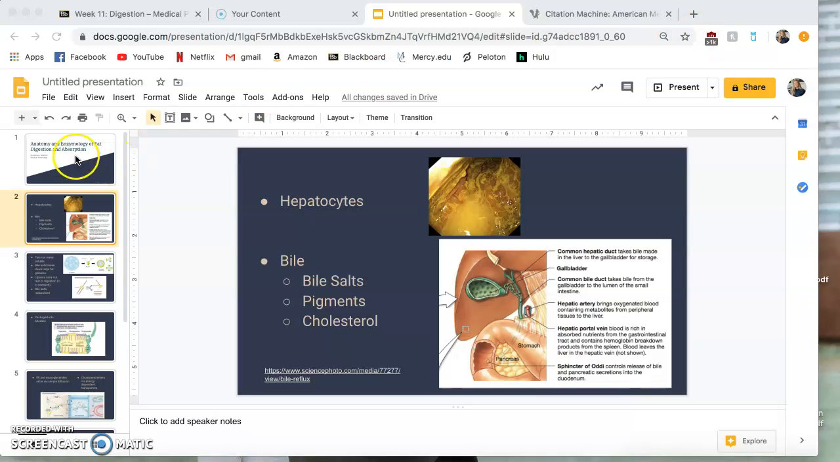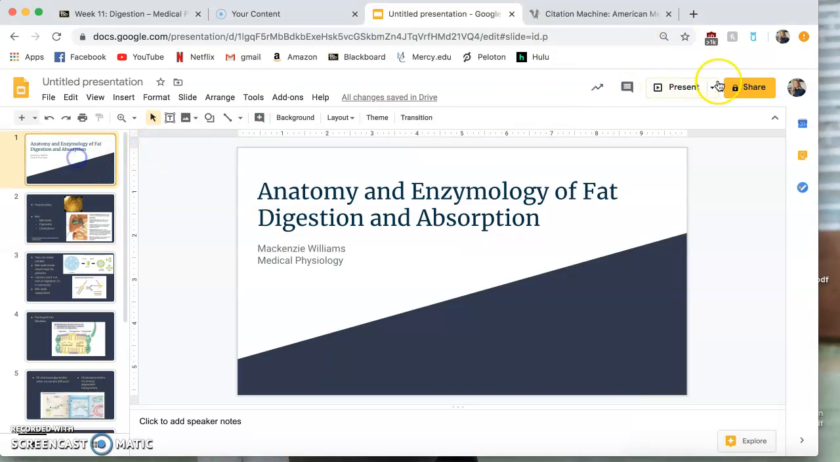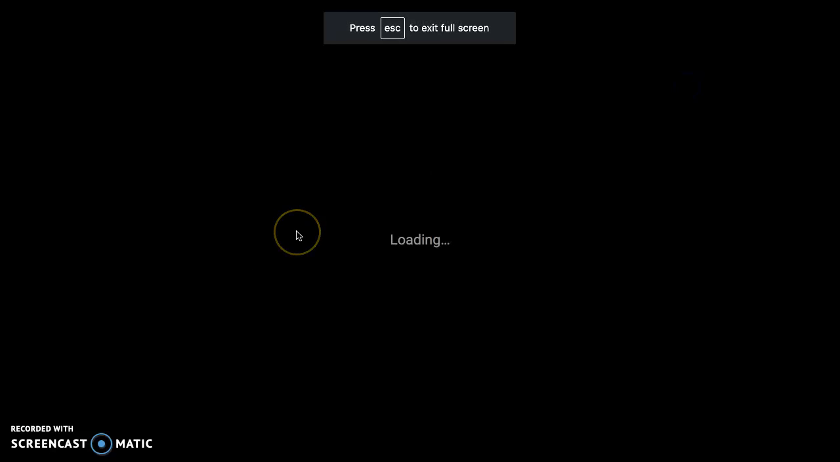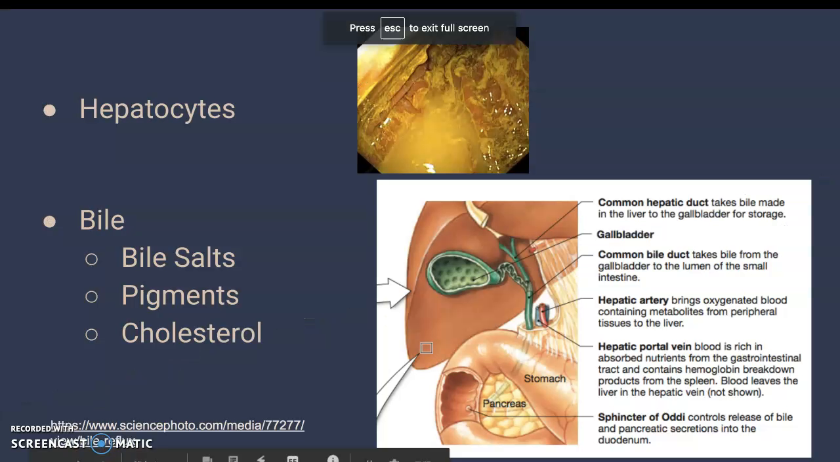Today I'm going to be presenting on the anatomy and enzymology of fat digestion and absorption. So to start off, we have the initial digestion of fats.